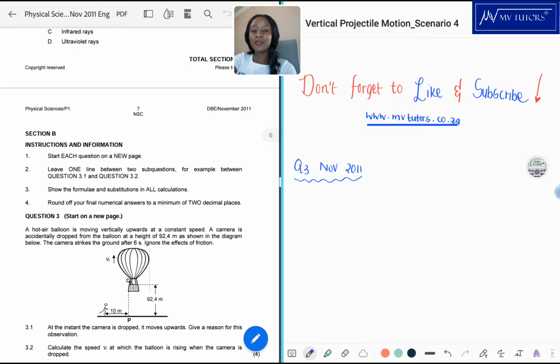Okay, so far we've covered scenario 1 where a projectile was dropped. Then we had scenario number 2 where a projectile was thrown. Scenario number 3 where a projectile was bouncing. And now scenario number 4, where we have a projectile dropped out of a constantly moving vehicle, if I could say. So looking at a hot air balloon that is moving at a constant velocity, and a projectile that is dropped from the hot air balloon.